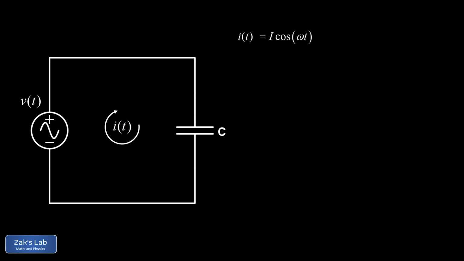And like all these derivations, we say that the current function is I cosine omega t. In other words, we gave it a phase angle of 0, and we measure the phases of everything else with respect to the current function.